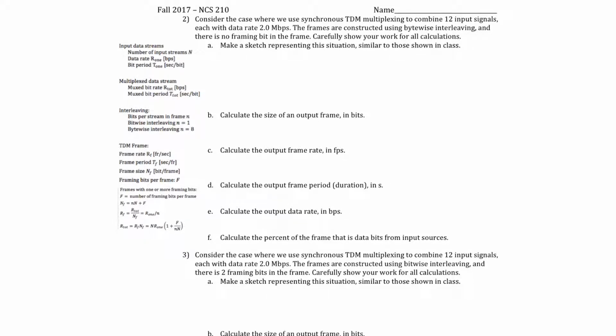Okay, in this video I'm going to do an example of synchronous TDM multiplexing. In this example we're going to combine 12 input signals, each with a data rate of 2 megabits per second, and we're going to construct these frames using byte-wise interleaving and no framing bits. Okay? And in part A they want us to draw a picture of the situation.